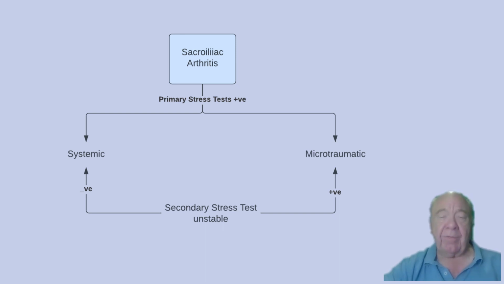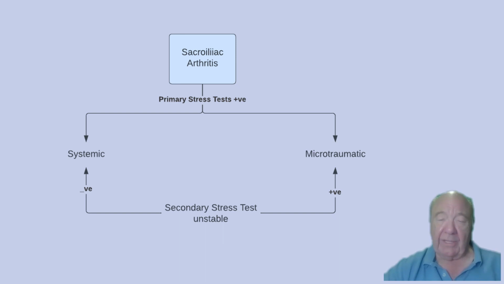If this is a systemic arthritis, ankylosing spondylitis or reactive arthritis or any of these things, it's unlikely it's going to be unstable. Whereas a microtraumatic arthritis must be unstable to some extent. Whether you can pick that up or not is another matter, but it must be unstable to some extent, and with practice and with a big enough instability there, you should be able to pick it up with a secondary stress test. So the way it works is this: I diagnose it as a sacroiliitis. I then apply the secondary stress test.